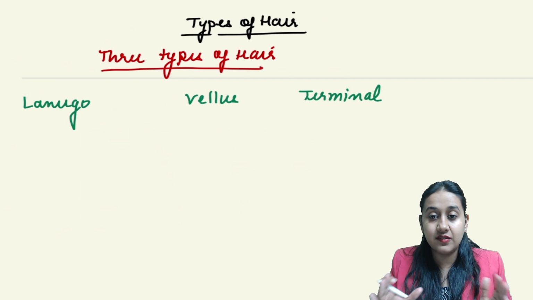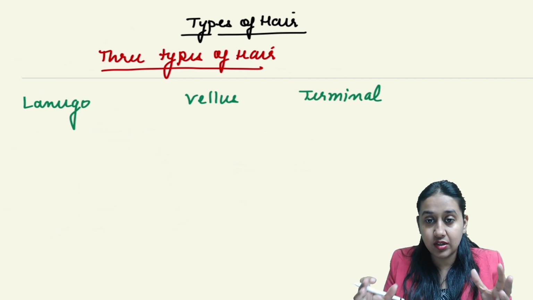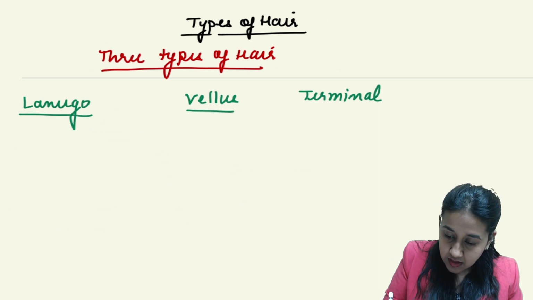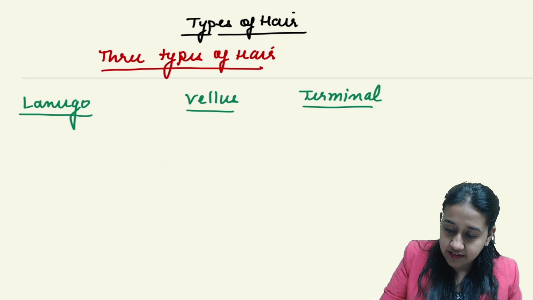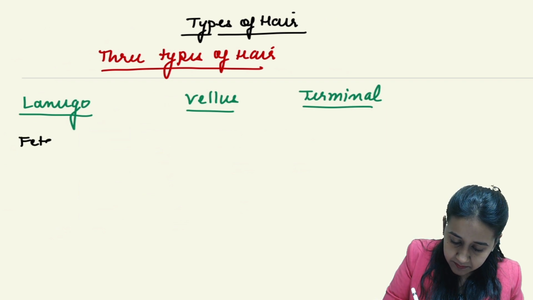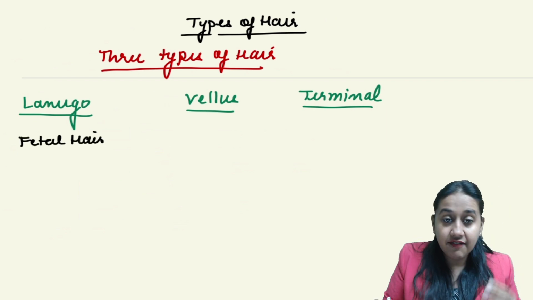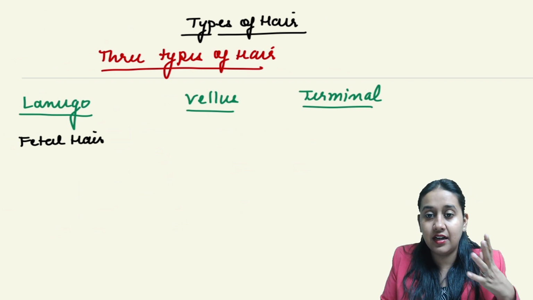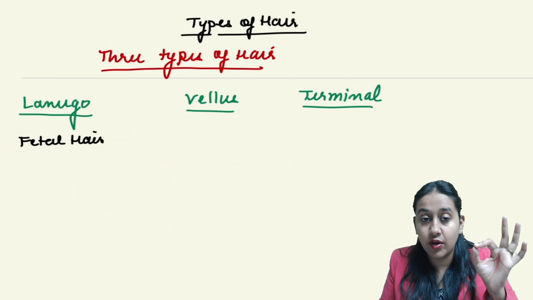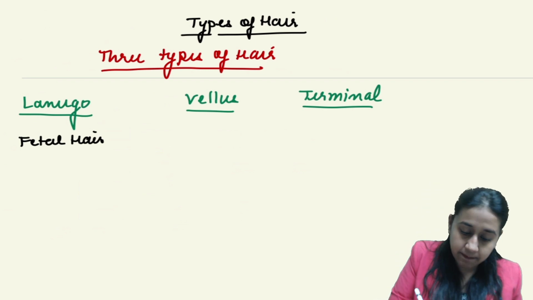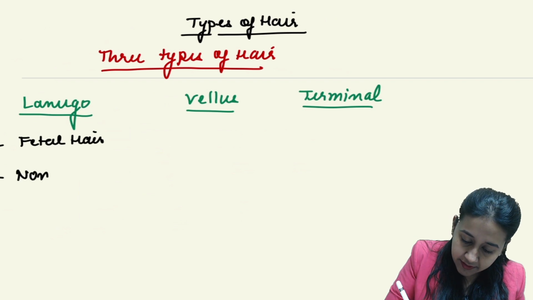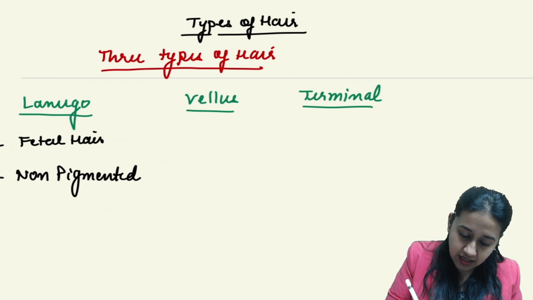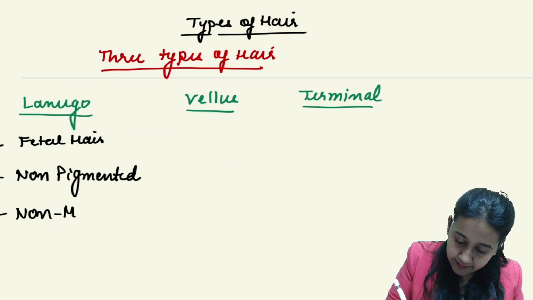What is the difference between these three types? Lanugo hairs are the fetal hairs. When the baby is present inside the uterus, it has fine non-pigmented hairs over it, and that is known as lanugo hair. What are its properties? They are non-pigmented, and in addition to that, they are non-medulated.